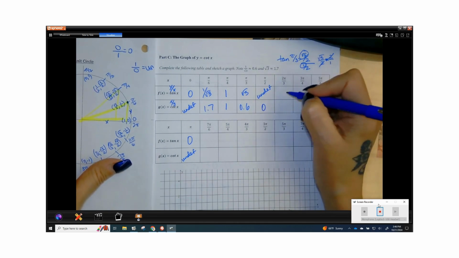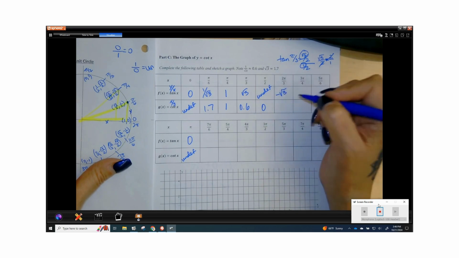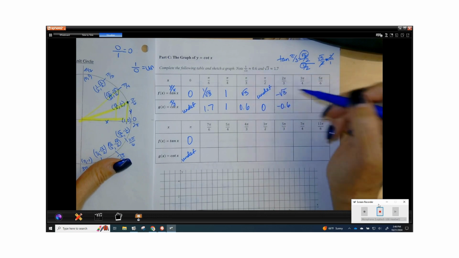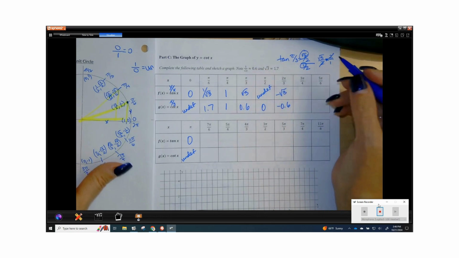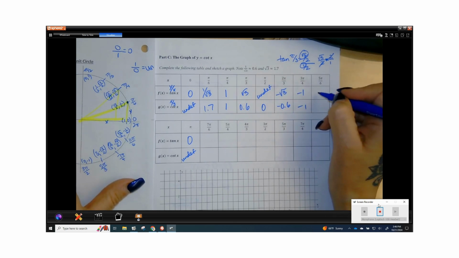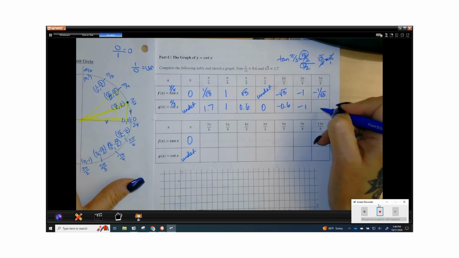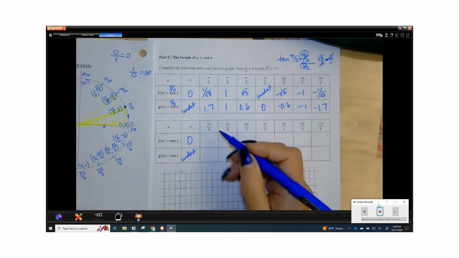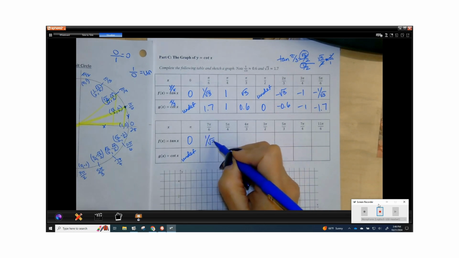This is negative square root of 3, which is negative 0.6. I'm taking the reciprocal and putting that. 3 pi over 4 is negative 1, negative 1. 5 pi over 6 is negative 1 over square root of 3, which is negative 1.7. 7 pi over 6 is 1 over square root of 3, which is 1.7.